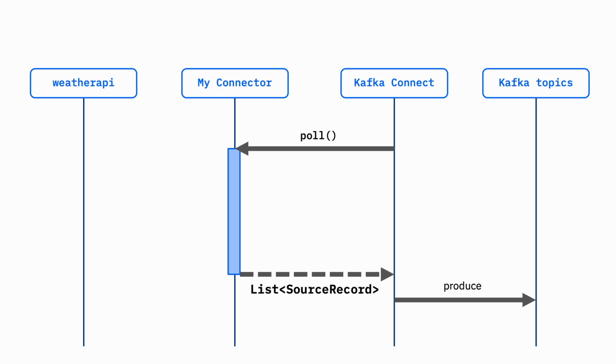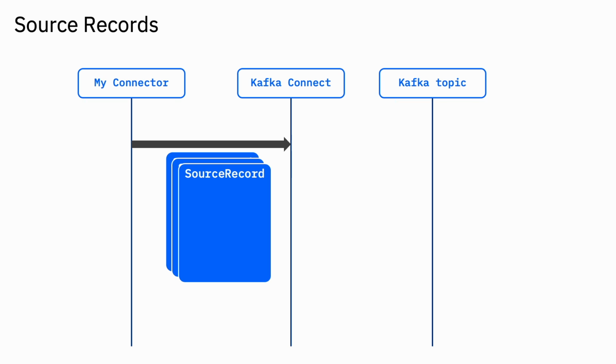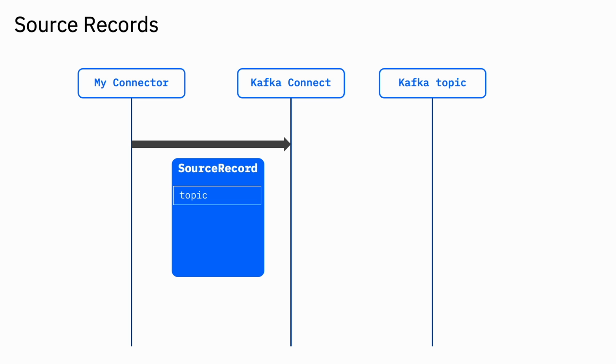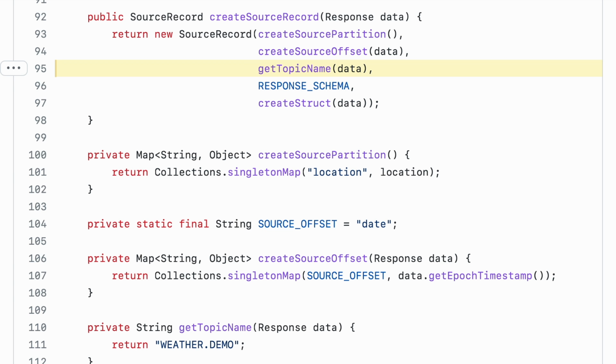Leaving the queues and threads and all of that stuff to one side for the moment, I should explain what I mean by a source record. The connector is returning a list of source record objects because that's what Connect expects. So what do you find in each of these things? Well, firstly, it says which Kafka topic and partition this message is meant for. Each source record needs to tell Kafka Connect where it should produce that message to. And that's what I'm doing here.